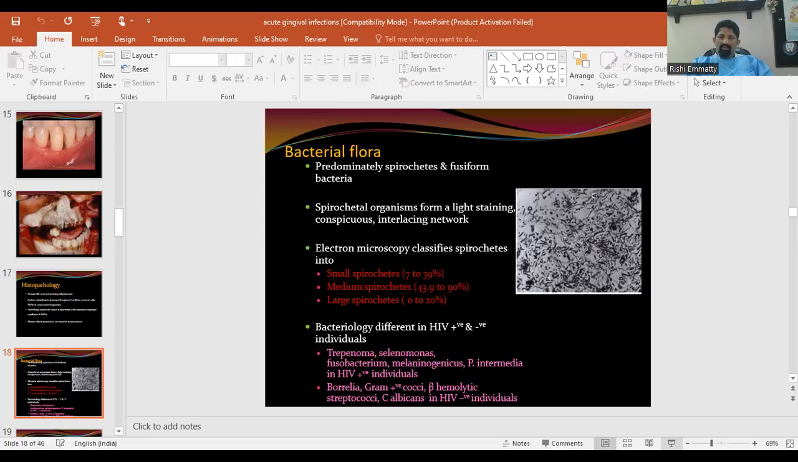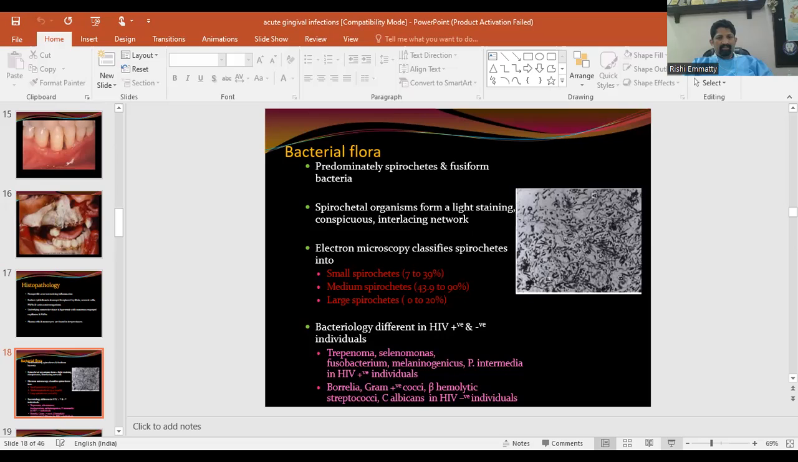In the bacterial flora, predominantly spirochetes and fusiform bacteria are seen, and the spirochetal organisms form a light-staining, conspicuous interlacing network. Electron microscopy classifies spirochetes into small spirochetes up to 7 to 9%, medium spirochetes 43.9 to 90%, and large spirochetes 0 to 20%.